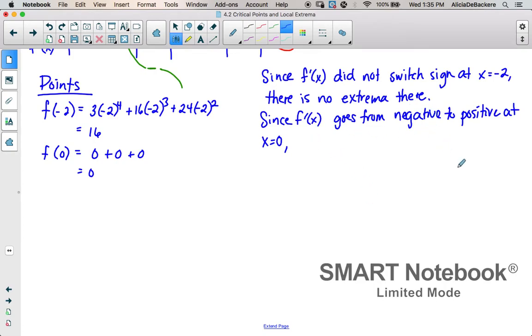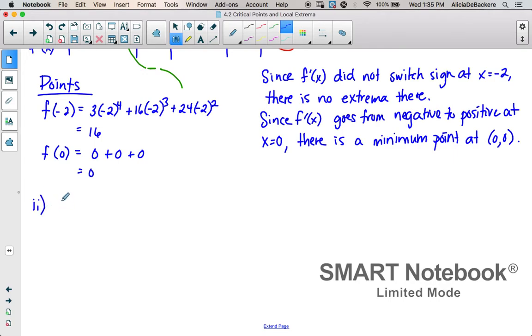So here I'm going from a negative slope, so heading down, and then all of a sudden I come up and turn up. So that's going to be a minimum point. And again, I grab my y values from over here. All right, so that's part I.